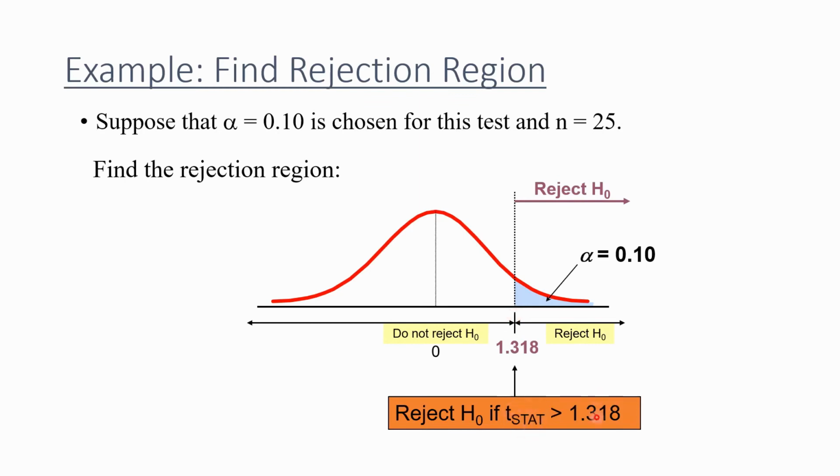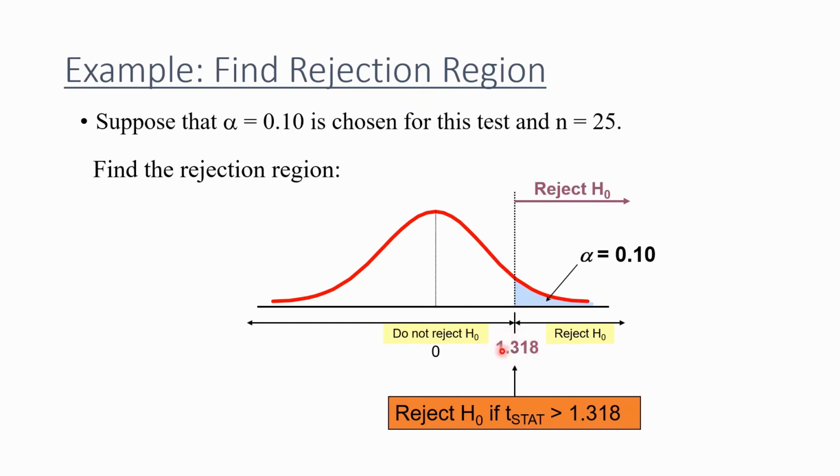How did I obtain this 1.318? You go to your t table and you know your degrees of freedom would be 24 since your sample size is 25 and your level of significance is 0.1. So go to your t table and check for degrees of freedom 24 and level of significance of 0.1. You will see that the value is 1.318. So this is your critical value.